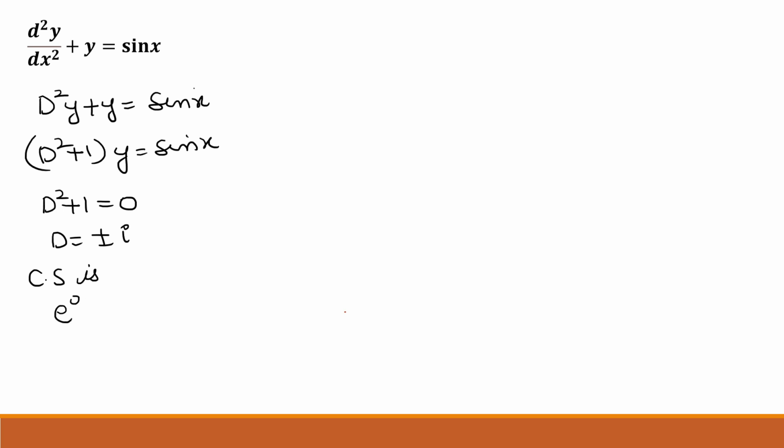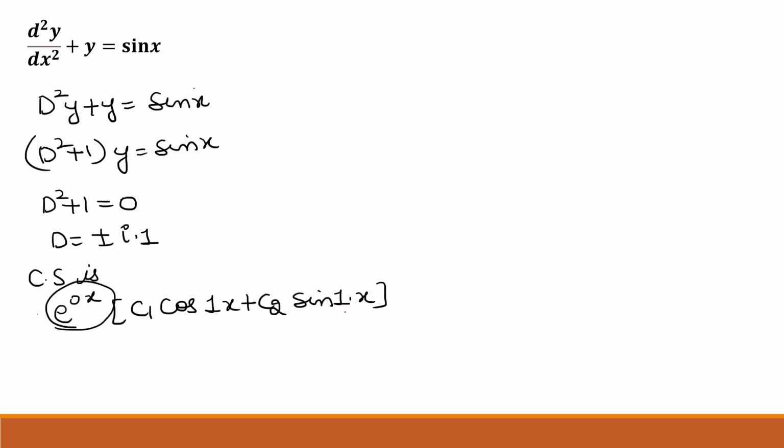The real part is 0. So e power 0x into first constant cos imaginary part. What is the imaginary part? The imaginary part is 1. So 1 into x, plus c2 sine imaginary part, that is 1 into x. So this is the complementary solution. Okay, so e power 0 is 1, so the complementary solution will be c1 cos x plus c2 sin x.